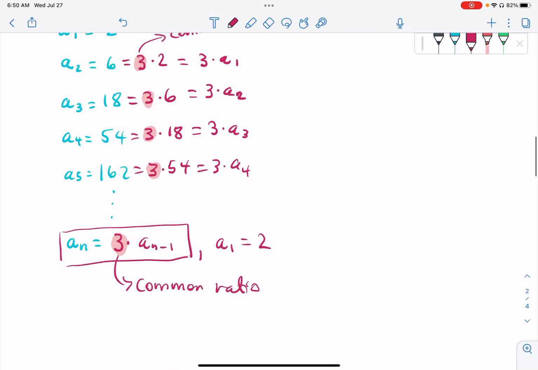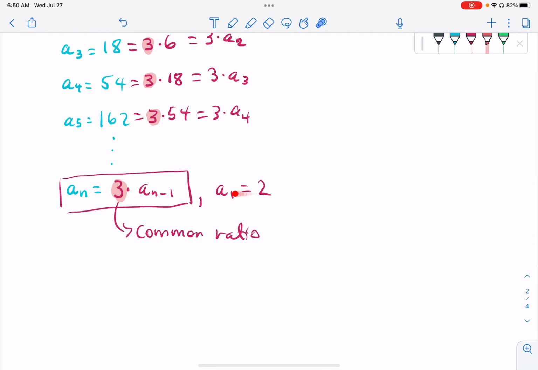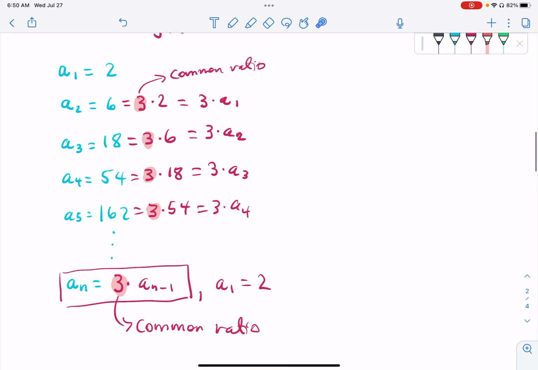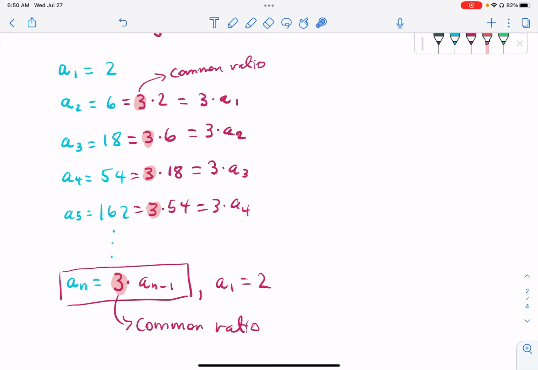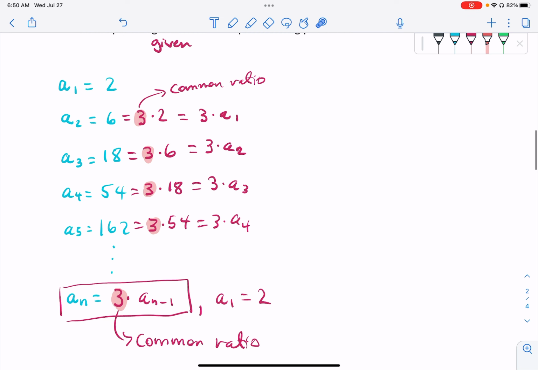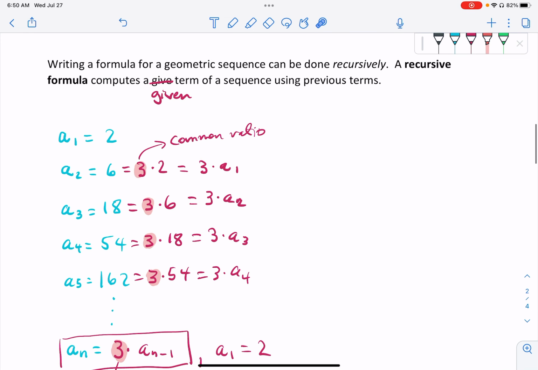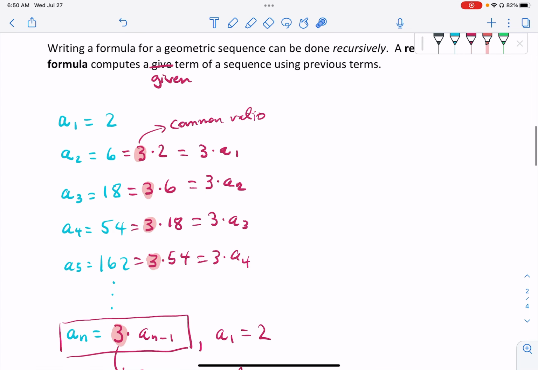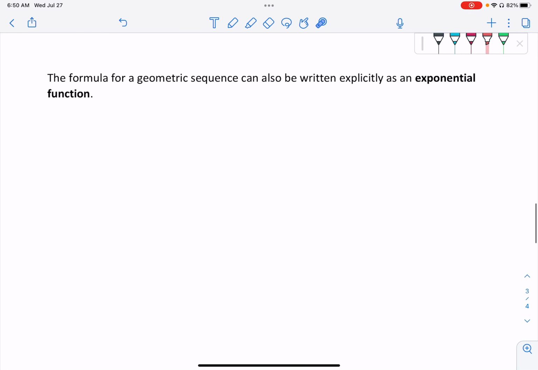Now, of course, just like I did over here, I do need the first term to start, or actually just any term to start, right? But usually it's the first one that you're given. Okay, now the drawback for this is, in order to find any term in that sequence, I have to know something that came before it. I can't just find the fifth term, because to find the fifth term, I need the fourth. And to get the fourth, I need the third, and so on, right? So there's kind of a drawback there. So another way to write a formula for this type of sequence, this geometric sequence, is an explicit formula, and that explicit formula is going to be exponential. Let's look at that this time.